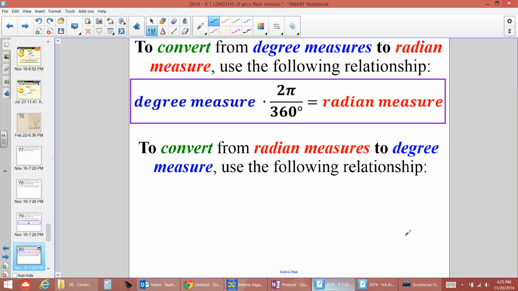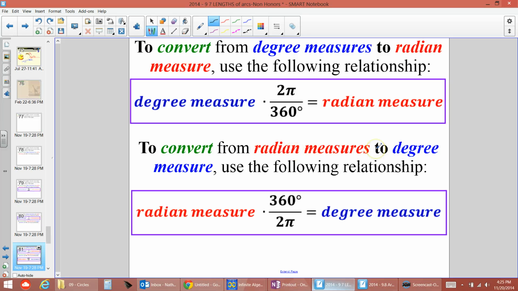To convert back, let's say I give you a radian measure, and I want you to tell me how much it is in degrees. Then we're going to follow this relationship. These are two equations that you should definitely know how to use for the test. So let's say I give you a radian measure of pi. I say, okay, the radian measure is pi. How big is it in degrees? We times that by 360 over 2 pi. Well, we multiply the tops, so I end up with 360 pi over 2 pi. Well, the pi's can cancel out, and 360 divided by 2 is 180.